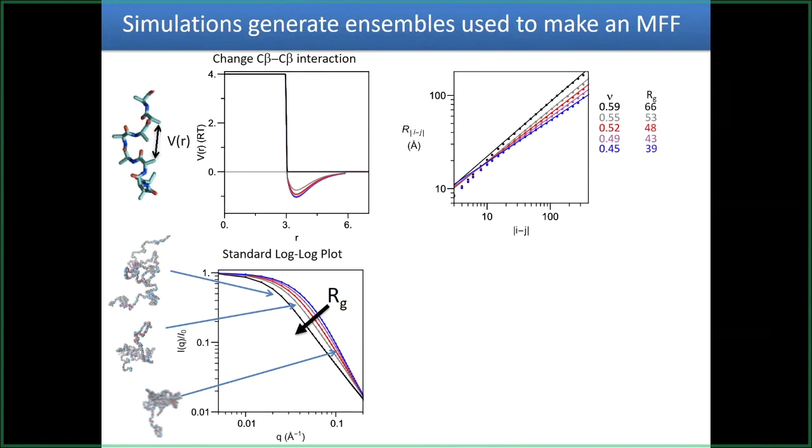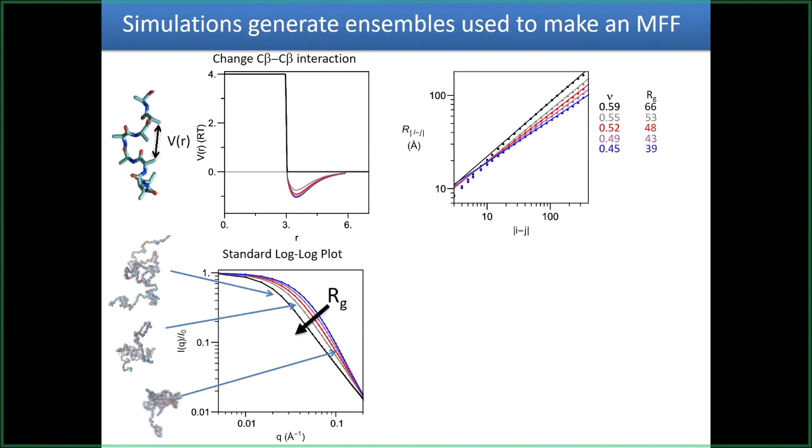If you look at it on a standard log-log plot, hopefully by now you're getting used to thinking about it: the bigger the objects, the more peaked they are, the smaller the standard deviation. So radius of gyration goes down as they're less sticky.